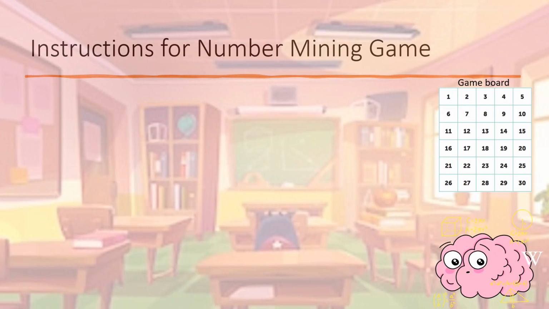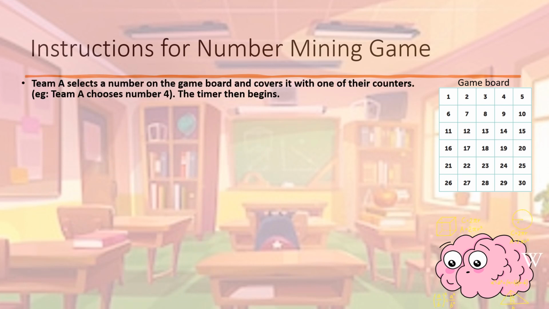Let's start with the instructions of how to play the number mining game. On the right, you can see our game board. Before we begin, we need to divide our class into Team A and Team B. Team A selects a number on the game board and covers it with one of their counters. For example, Team A could choose 4.